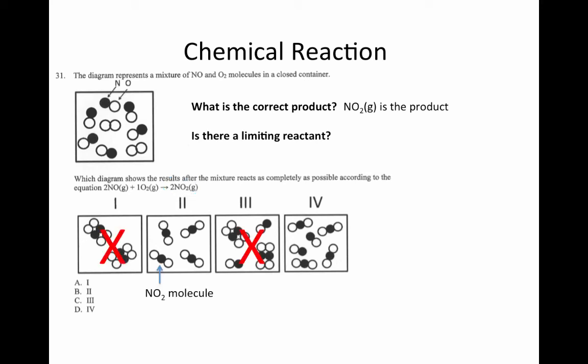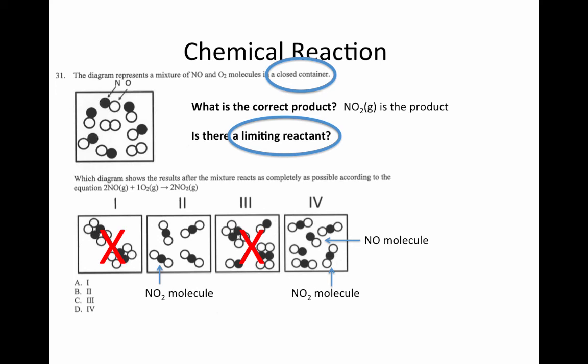Here's an NO2 molecule. It's nitrogen and oxygen and oxygen. That's what an NO2 molecule is like at the particle level. That's also found in image 4, but I have some leftover NO molecules. Why would I have leftover NO molecules? Is that possible? We now have to consider what is the limiting reactant, because this is a closed container. I can't be adding or removing particles.